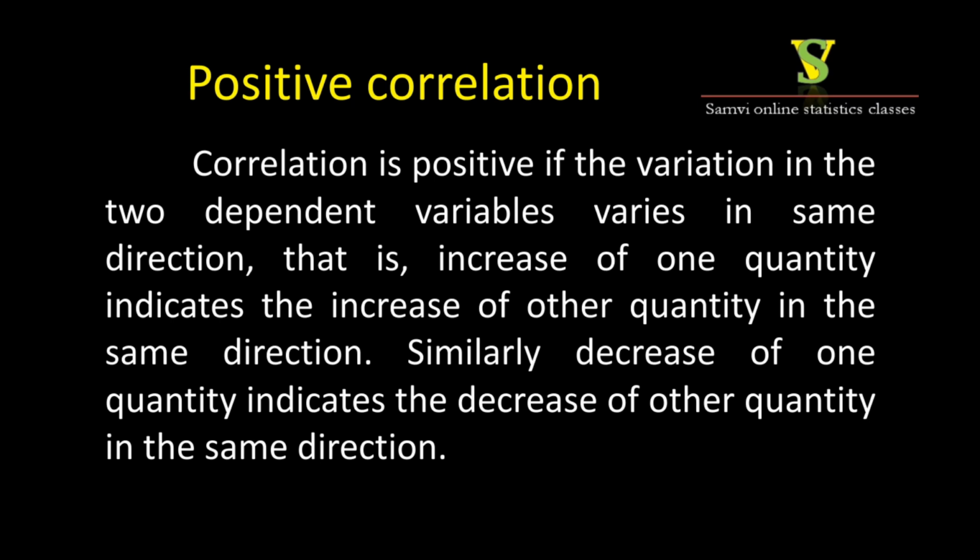Correlation is positive if the variations in the two dependent variables vary in the same direction. That is, an increase of one quantity indicates an increase of the other quantity in the same direction. Similarly, a decrease of one quantity indicates a decrease of the other quantity in the same direction. The meaning is that the variation of the variables will be observed in the same direction.